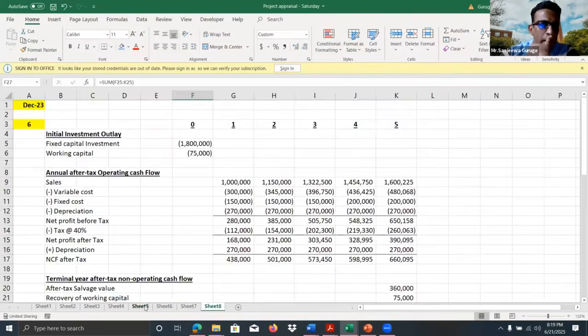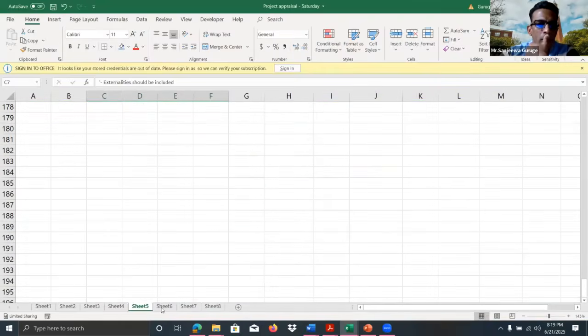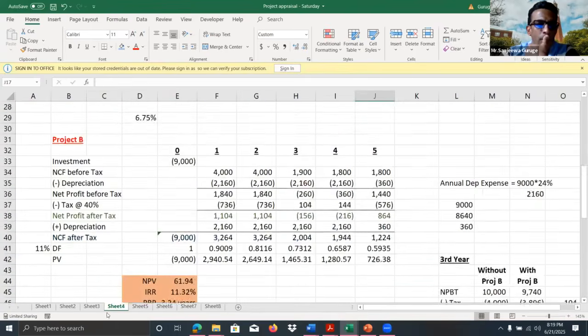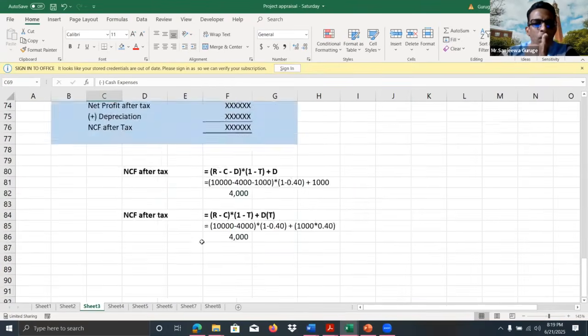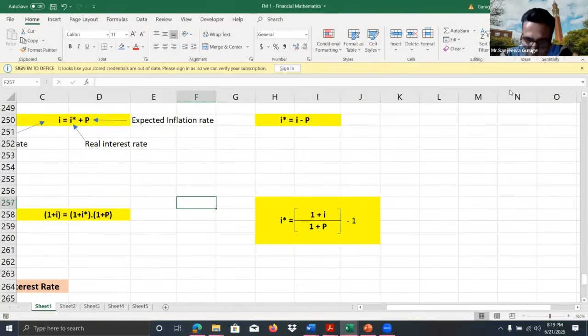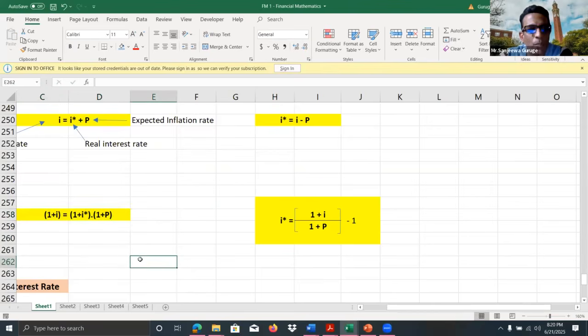Even for a project appraisal, I had one. It's not a difficult part. It's converting nominal to real or real to nominal, so we have to use this simple Fisher formula. Simple rearrangement, no complicated mathematics, just cross multiplication. So that simple formula we have to use.